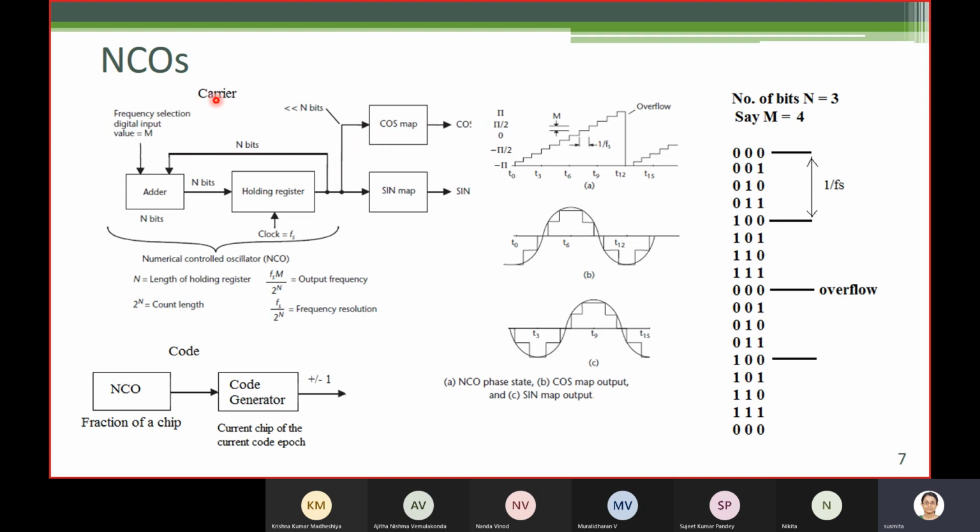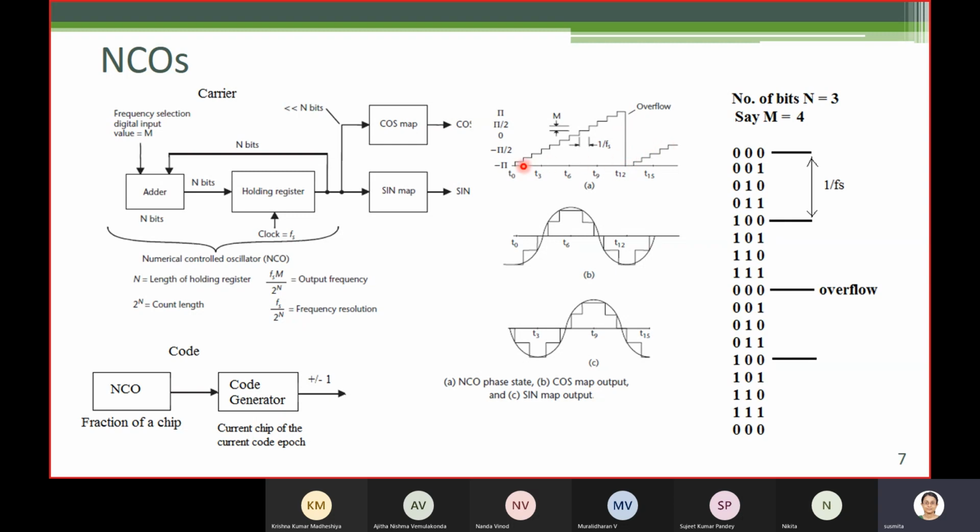Basically, we'll first see the carrier NCO, numerically controlled oscillator. A numerically controlled oscillator, or NCO, needs to keep track of phase. Now phase can be within plus minus pi or 0 to 2 pi, basically one cycle. So its job is to increment the phase of a cycle in steps from minus pi to plus pi or 0 to pi. Once it reaches the maximum value, it is reset to 0 and the cycle repeats.